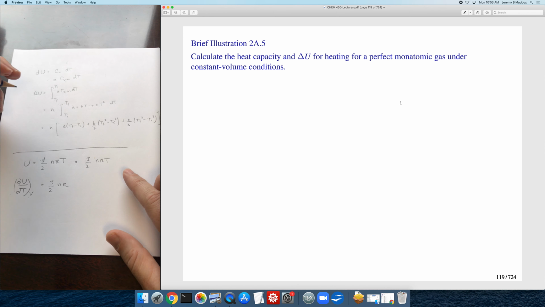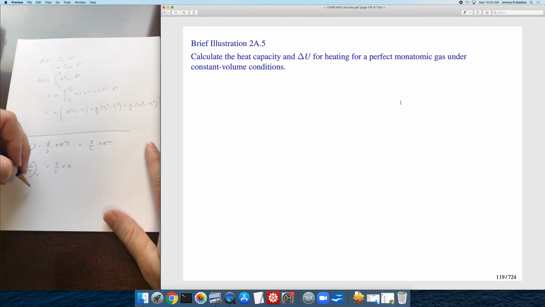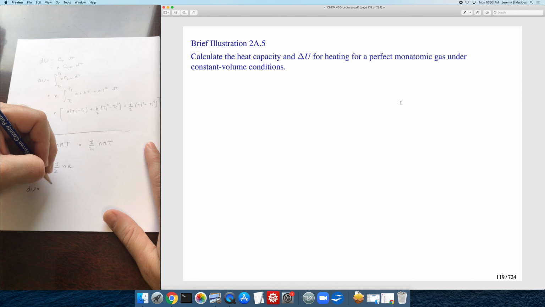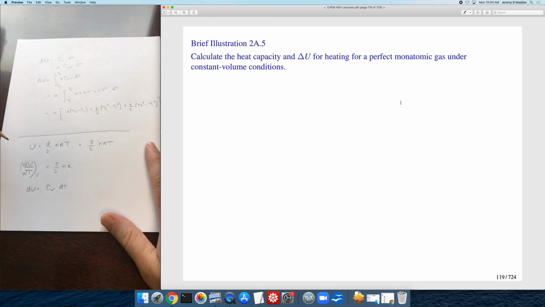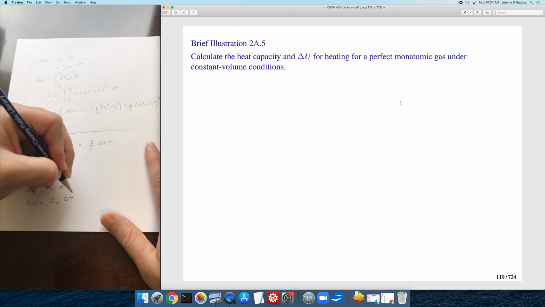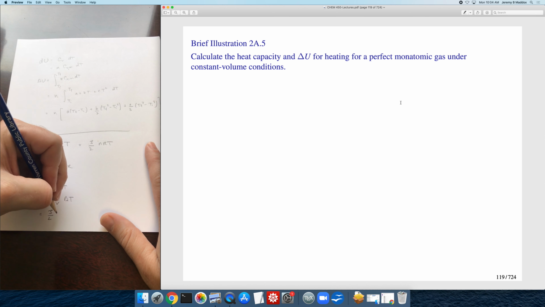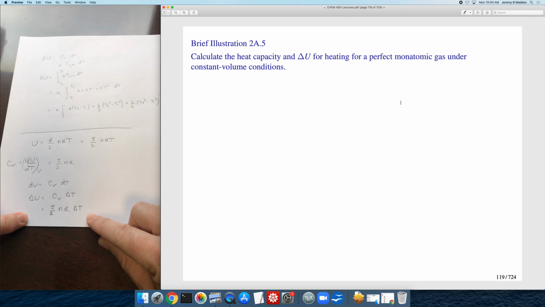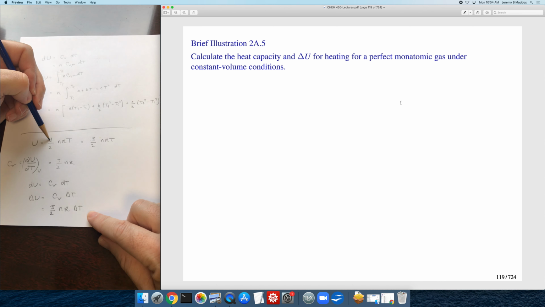Now they want us to calculate delta U for isochoric heating. In this case, dU equals CV dT. In this case, the CV is a constant. And so to get delta U, we're simply going to have CV delta T. And so the result will be 3/2 nR delta T. So this would be the formula that we use for isochoric heating of a monatomic ideal gas. If we had a diatomic gas, D would have been a different number. It would have been 5. For a polyatomic ideal gas, D would have been 6.